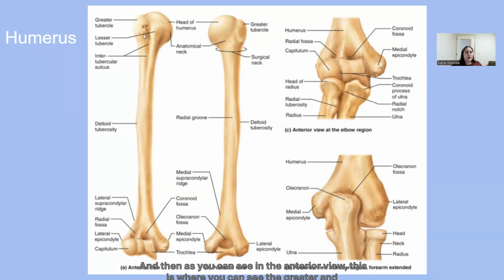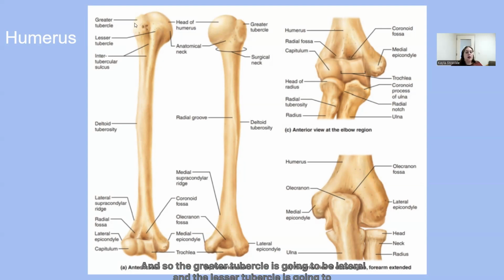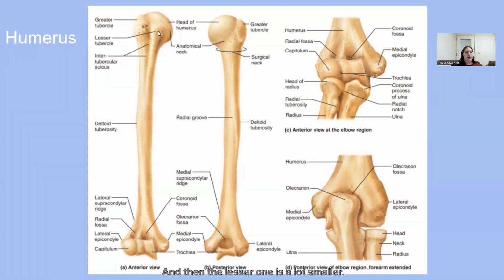And then as you can see in the anterior view, this is where you can see the greater and the lesser tubercle in very good detail. You can also see it from the posterior view, but you can really differentiate the two on the anterior view as you can't see it posteriorly. And so the greater tubercle is going to be lateral and the lesser tubercle is going to be medial. And so it's easy to see as the greater one is a lot bigger of a process, and then the lesser one is a lot smaller.